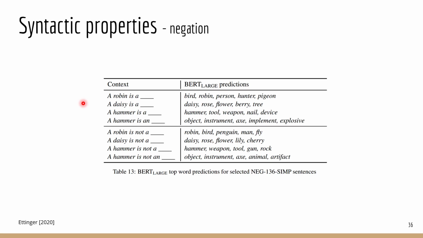Another interesting analytical study on syntactic properties of BERT is by Ettinger, who showed that BERT is unable to effectively encode the meaning of negation. For instance, have a look at these predictions suggested by the large BERT. A hammer is a hammer, but at the same time the model says a hammer is not a hammer. Or similarly, a hammer is an object. Again, a hammer is not an object.